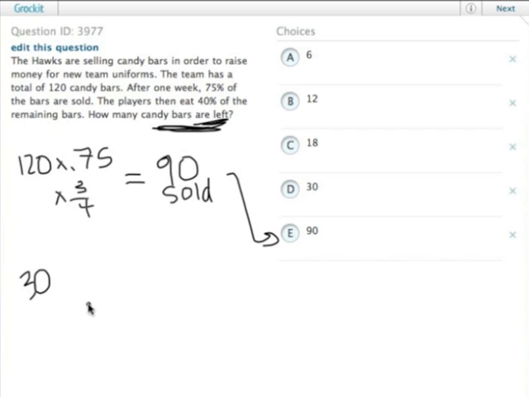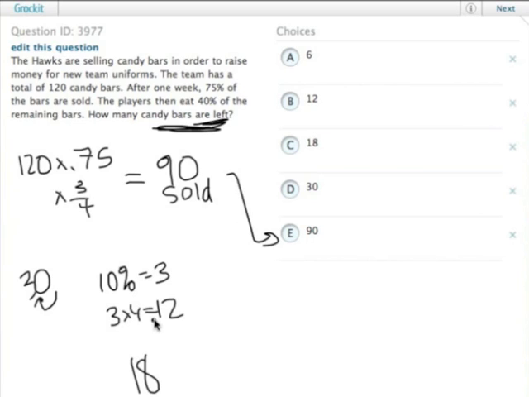Then they eat 40% of them. So when I get a problem like this, if I get something like 40%, I figure out what's 10% of the number I have and then multiply that times 4. 10% of 30, you would just move the decimal place over 1. So 10% equals 3. And we have to multiply times 4 because 40% is what the Hawks players actually eat. So 3 times 4 equals 12. So they ate 12 out of the 30, which means they have 18 candy bars left.